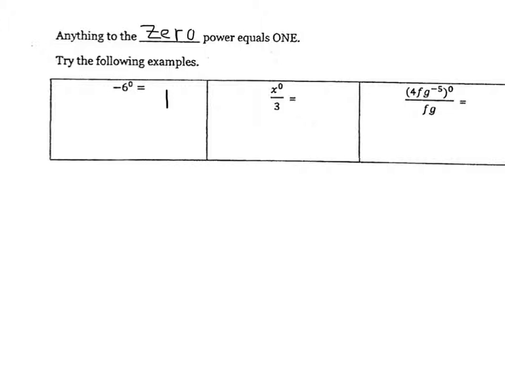Now on the second one, we have two things here. Both of them are not connected to the 0, so only the term connected to the 0 power is going to equal 1. So x to the 0 becomes 1, but that 3 is going to stay a 3, so 1/3.